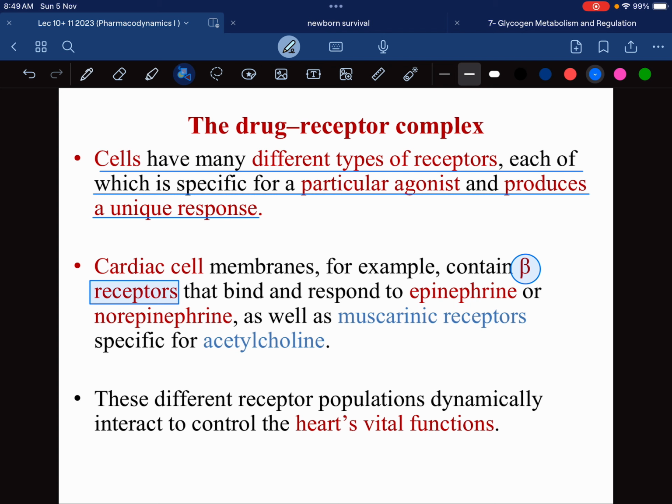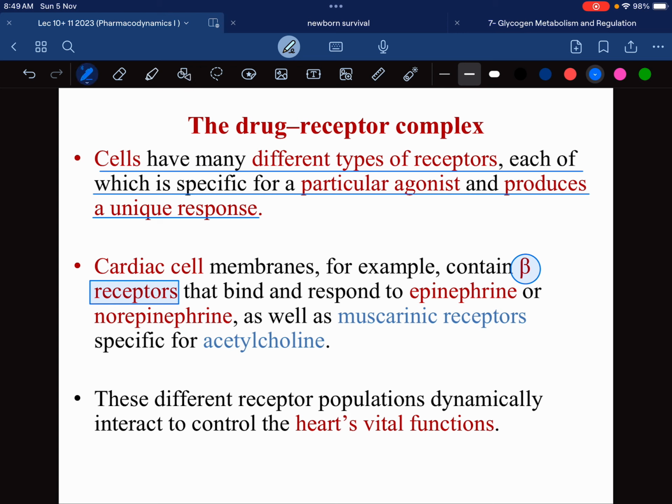These different receptor populations and mediators act to control the heart's vital function. Sometimes we need to increase the heart rate, sometimes to decrease it: to treat bradycardia by increasing the heart rate, and tachycardia by decreasing the heart rate. How to do that? By acetylcholine, to decrease the function of the heart, which we call the parasympathetic effect, or by adrenaline, what we call epinephrine, acting on the beta 1 receptor to increase the heart functionality. So both of them control the heart to be in the normal function.